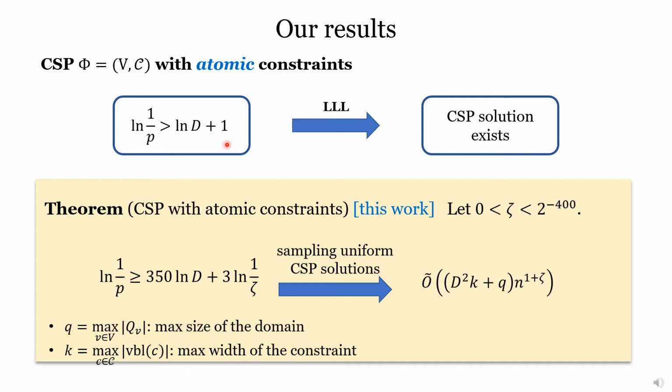In this paper, we propose an algorithm which samples a uniform solution of atomic CSP approximately if log of 1 over p is larger than 350 times log D. The running time of our algorithm is D squared times (k plus q) times n to the 1 plus eta. Here, q is the maximum size of the domain, k is the maximum width of the constraint, and eta is a small constant.